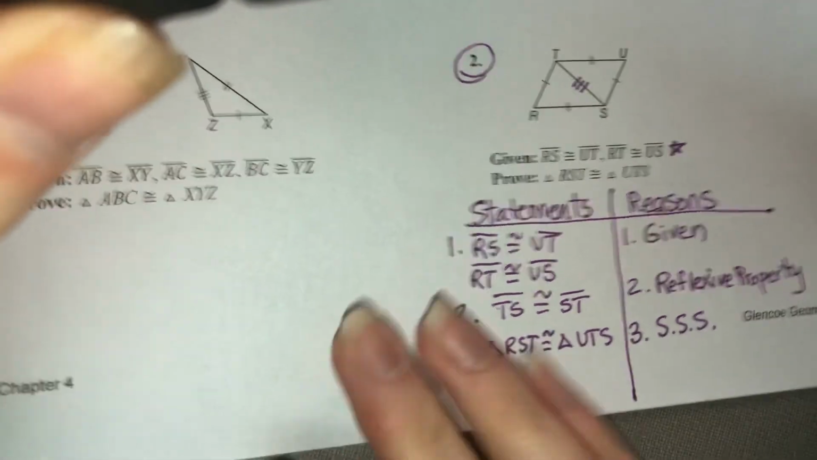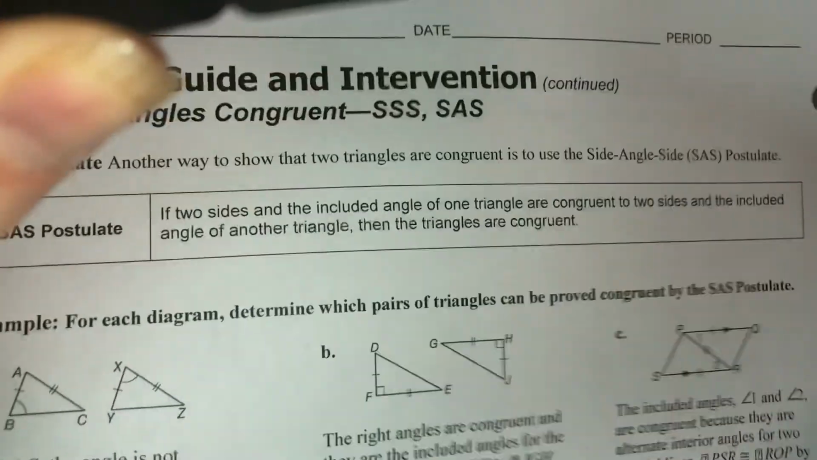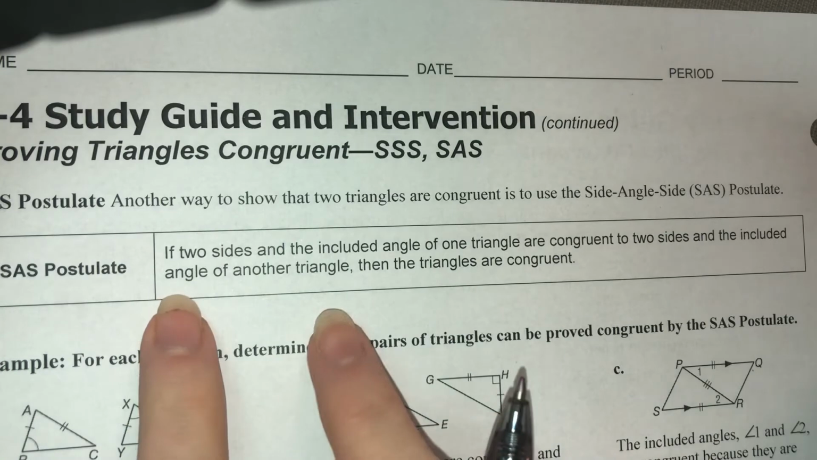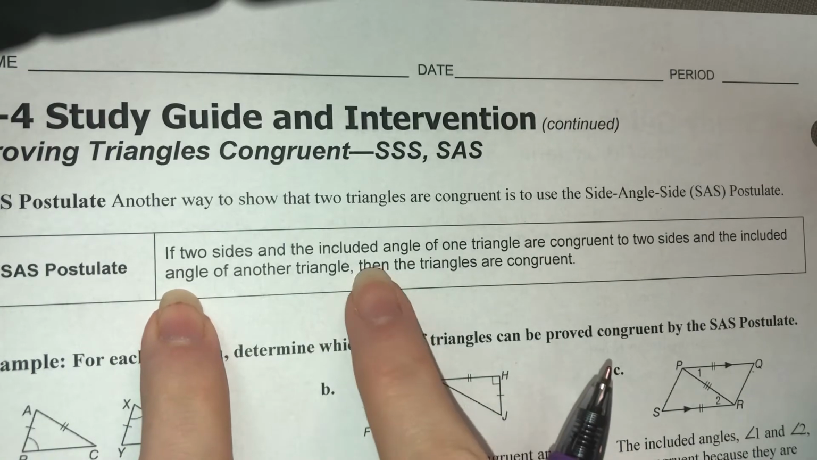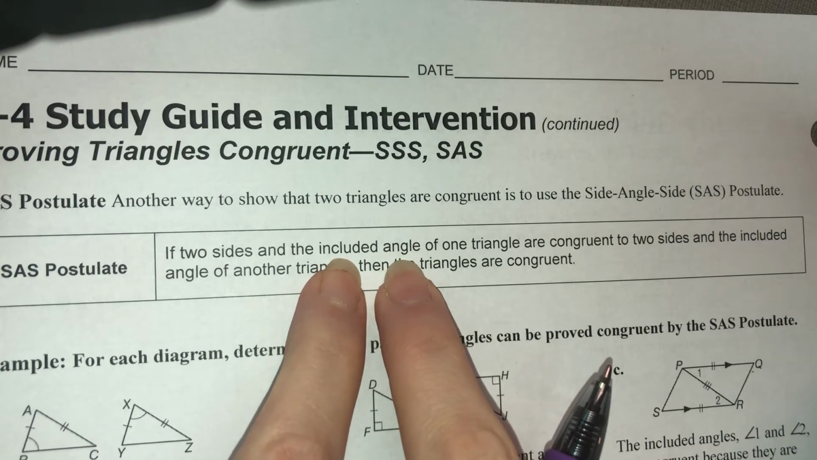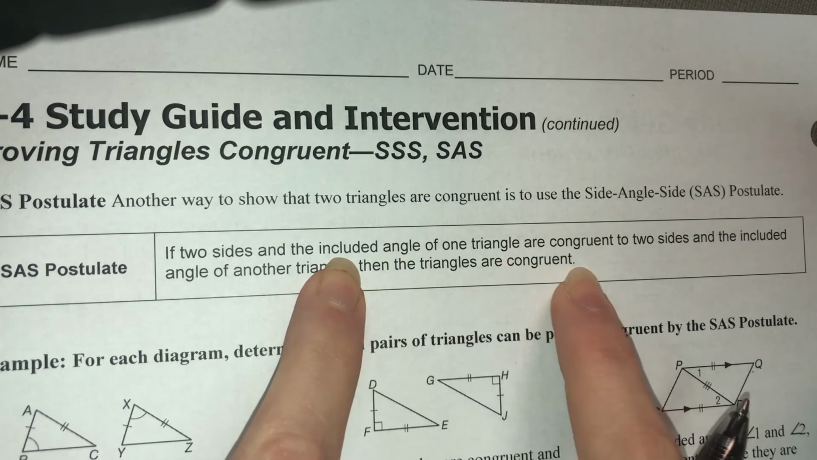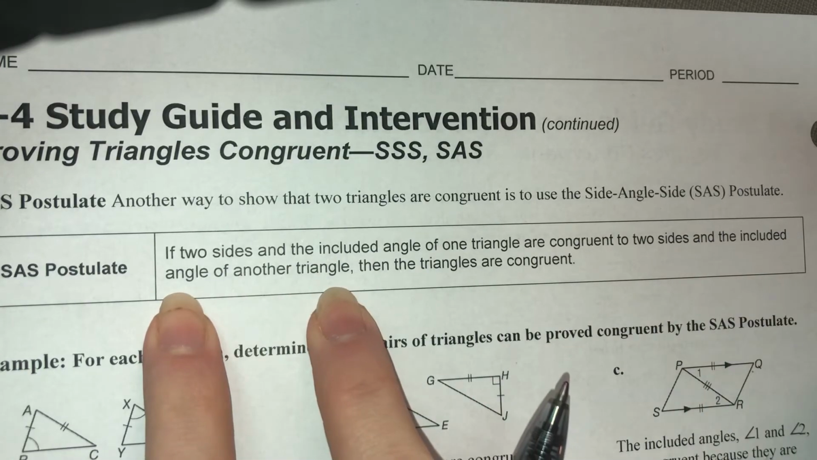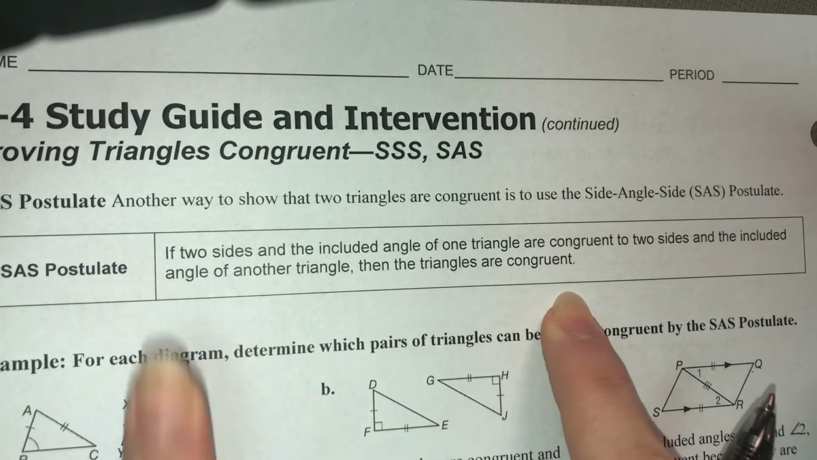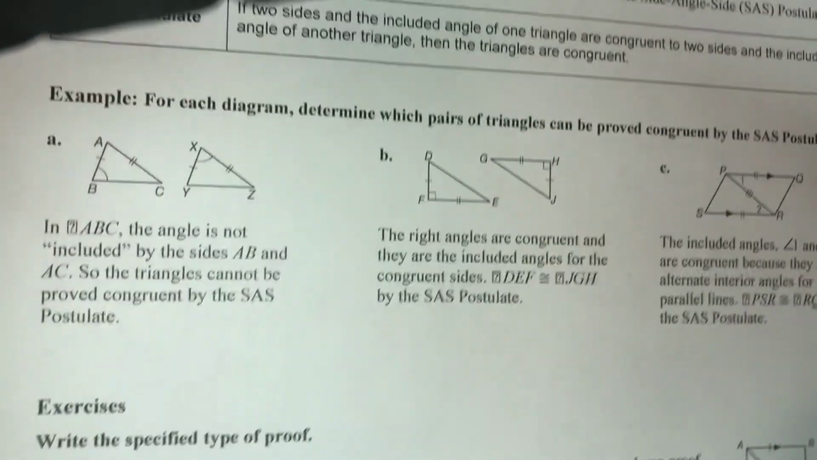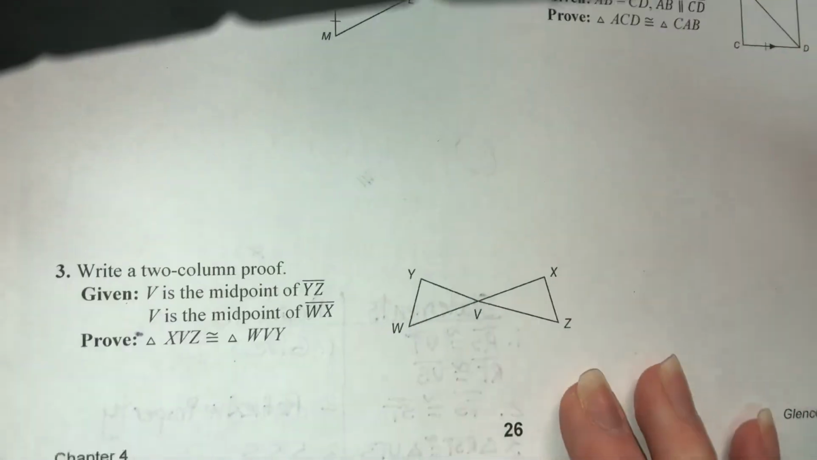So the other postulate that we are covering today is called the side angle side postulate. If two sides and the included angle, which means the angle in between those two sides of one triangle, are congruent to two sides and the included angle of another triangle, then the triangles are congruent. So let's do a proof using that postulate.